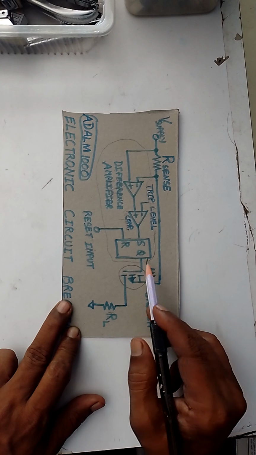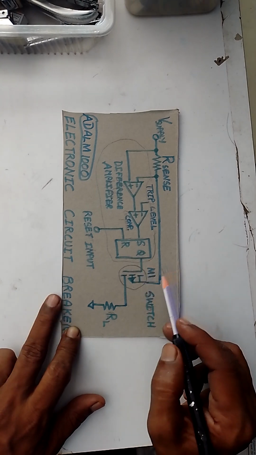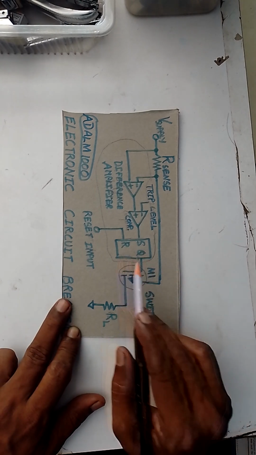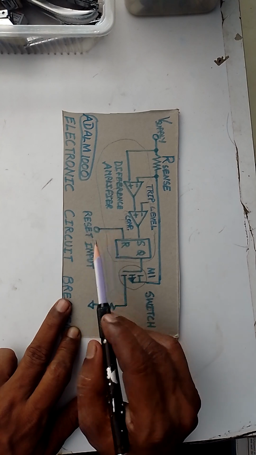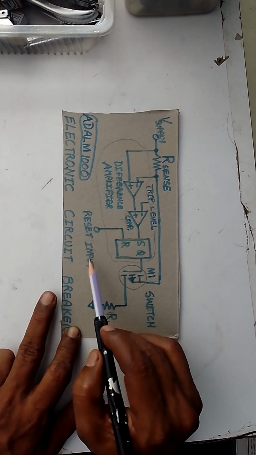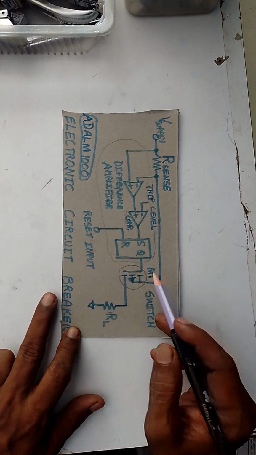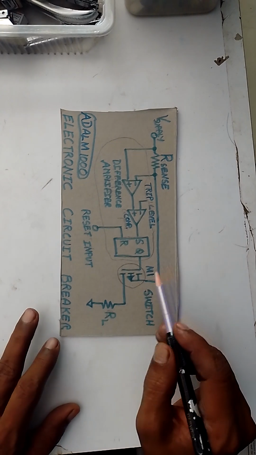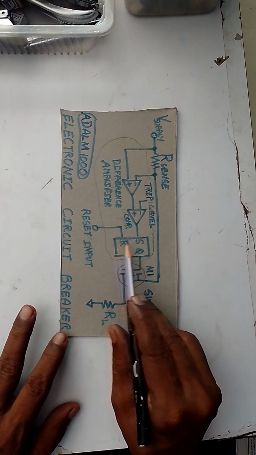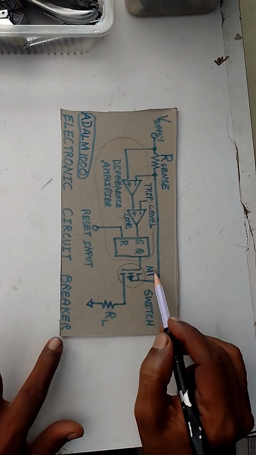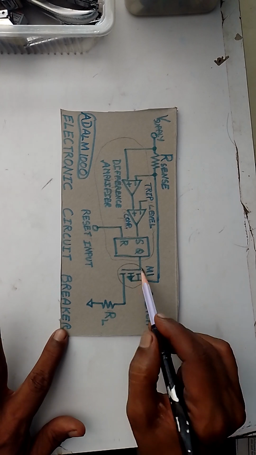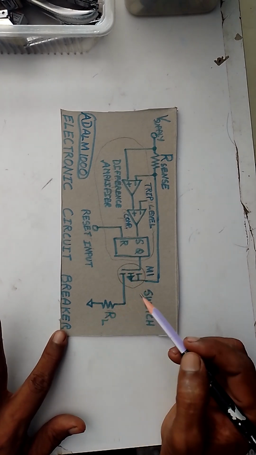So the MOSFET is driven by the latch. In order to reset the SR flip-flop, a control input is given outside the IC, which is the reset input. Thereby you can reset the output of this SR flip-flop. So it goes into the normal active mode and current starts flowing through the MOSFET and drives the load.